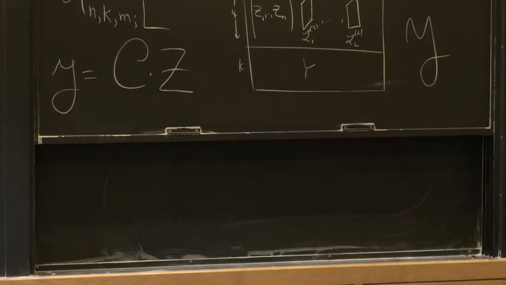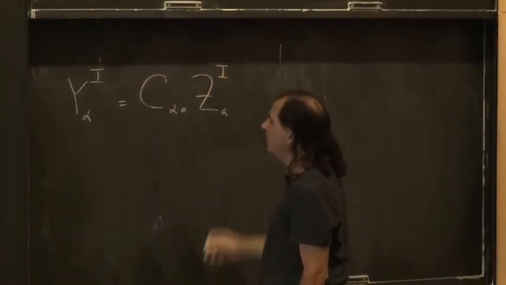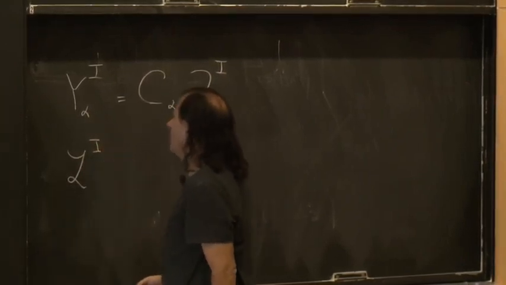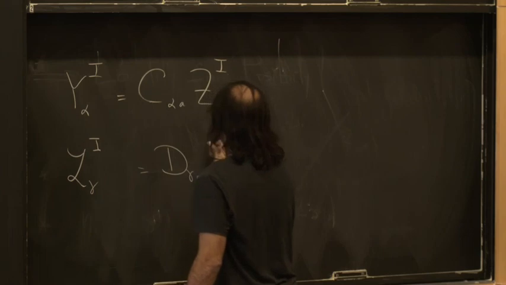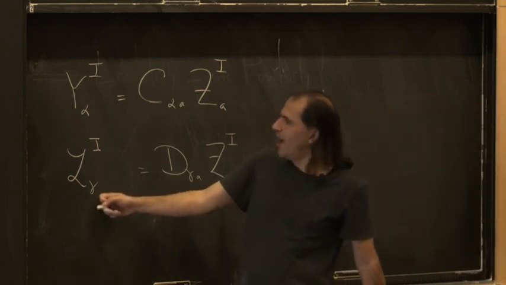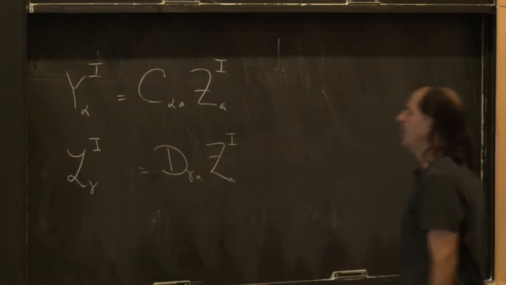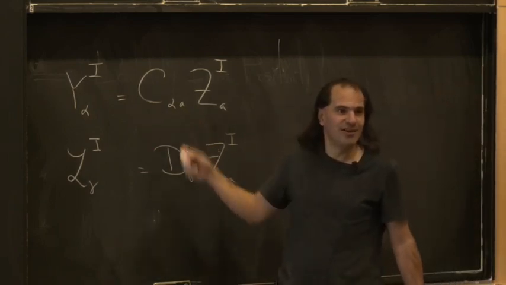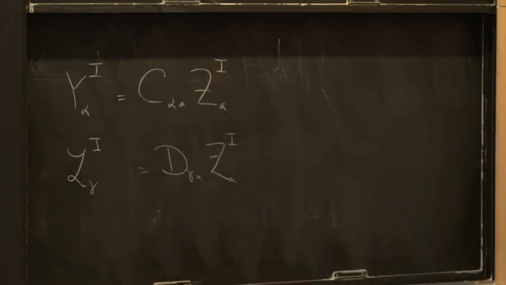So if I say it more explicitly, the y part is just saying that y_alpha is c_alpha a z_a, and then each loop L_i, L_gamma_i, is d_gamma a z_a. Remember, the L's are defined up to any translation by y. So the L's are defined up to any translation by y, because the D's are defined up to any translation by c. That's why they live in the space projected through y.